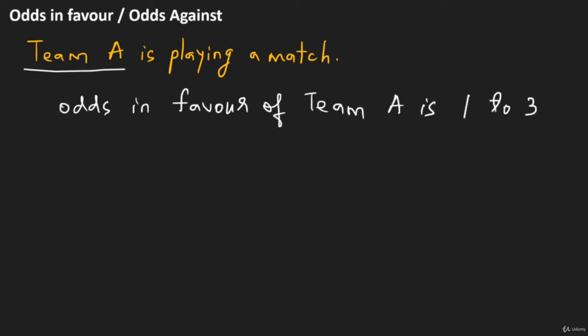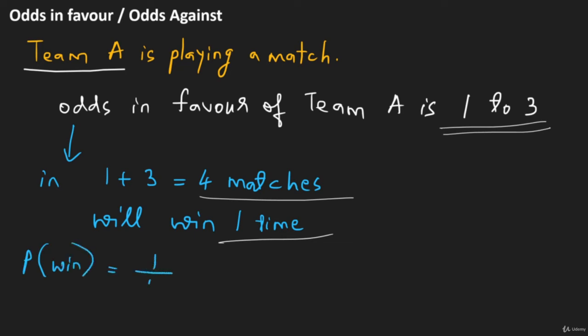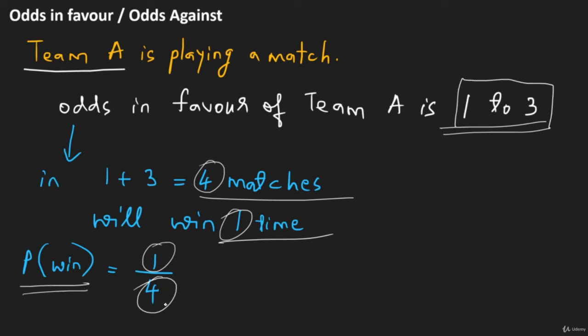favor of team A is 1 to 3. What does that mean? This means that in 1 plus 3, that is in 4 matches, A will win 1 time. So if A will win 1 time in 4 matches, what is the probability of A winning in 1 match? That's 1 divided by 4, right? That's favorable by total, where favorable is 1 and total is 4. So if it's given that odds in favor of team A is 1 to 3, that means the probability of A winning is 1 by 4.